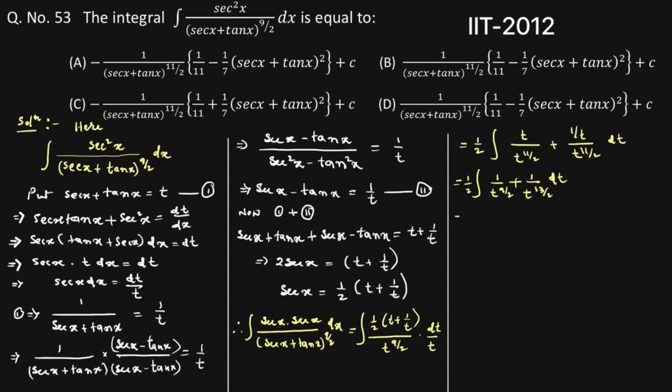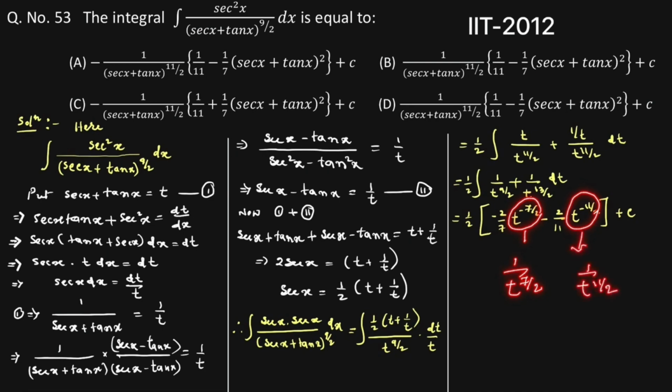Then this we are able to write as 1 by 2 minus 2 by 7 t to power minus 7 by 2 minus 2 by 11 t to power minus 11 by 2 plus c. Now we will take minus 2 common from both the terms and we convert this to 1 by t to power 7 by 2. Similarly, this 1 by t to power 11 by 2.